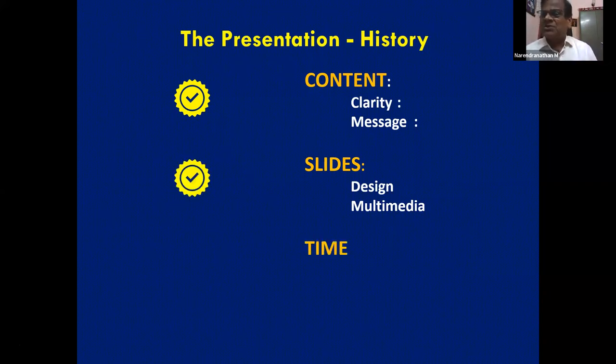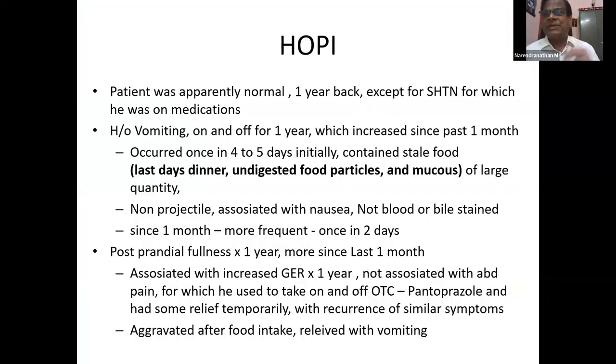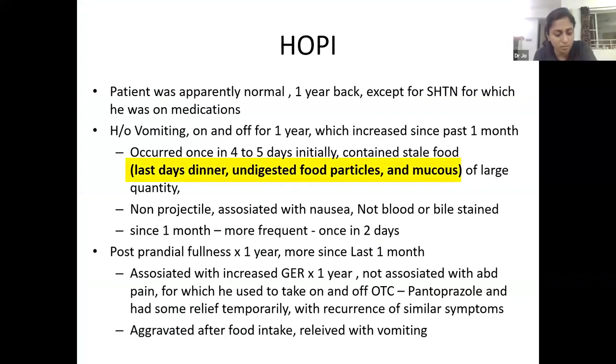And then the time also, I think you took only the time needed. But what about the language of the presentation? If I take this sentence, for example: "Last day's dinner, undigested food particles and mucus. The vomitus contain..." Is there anything wrong with that?